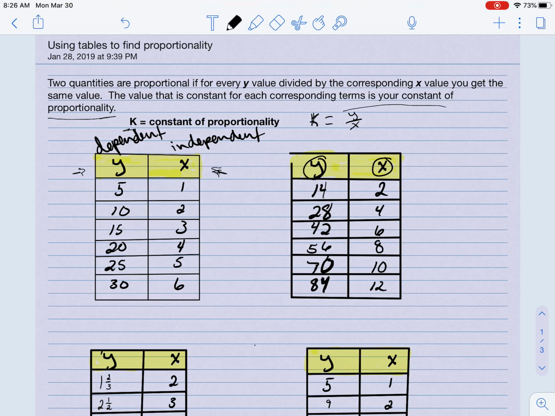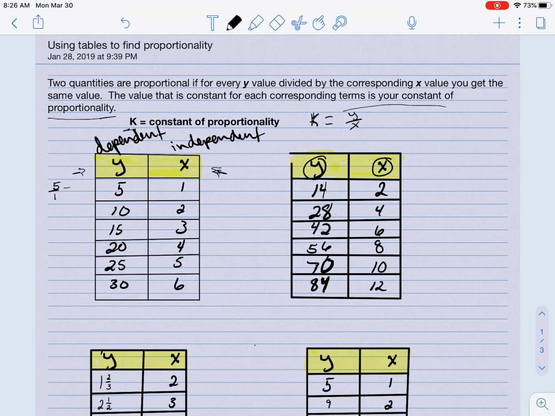Okay, so x is the independent variable, y is the dependent variable. In other words, y depends on what x is. Okay, so let's go and see if this is proportional. For every y divided by x, we should get the same thing.